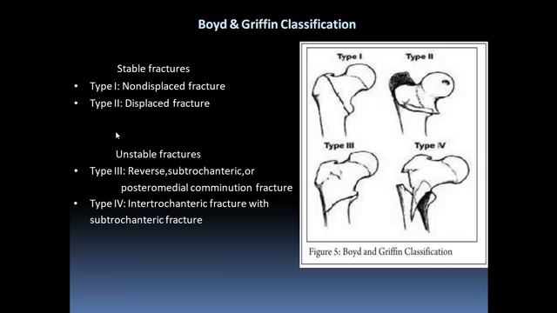And this is the classification of intertrochanteric fracture, and we broadly classify into stable fracture and unstable fracture. Stable fracture means type 1 and type 2, non-displaced and displaced fracture. Unstable fractures are reverse and subtrochanteric fractures, and this is the reverse fracture. Usually the fracture line comes downwards from greater to lesser trochanter, but here from lesser trochanter to the subtrochanteric area. And type 4 is intertrochanteric fracture with subtrochanteric extension. These are unstable fractures.